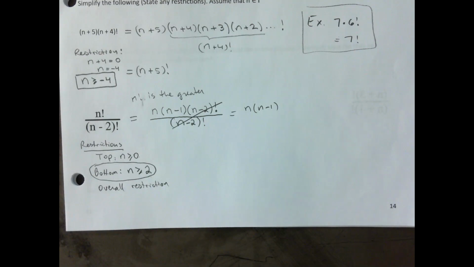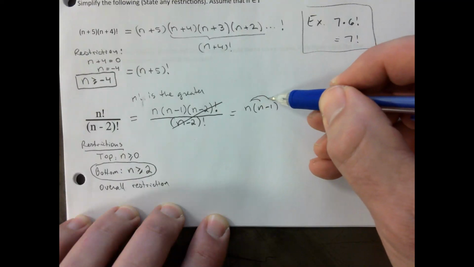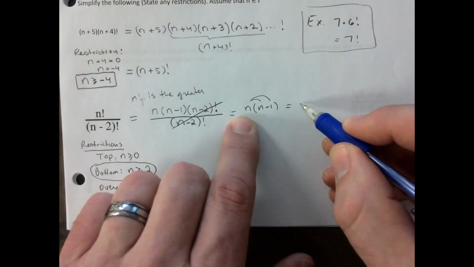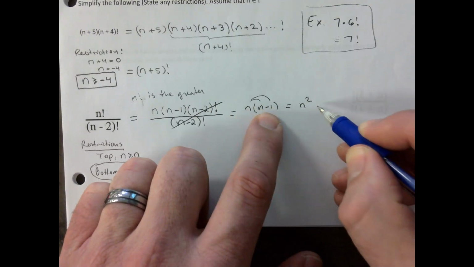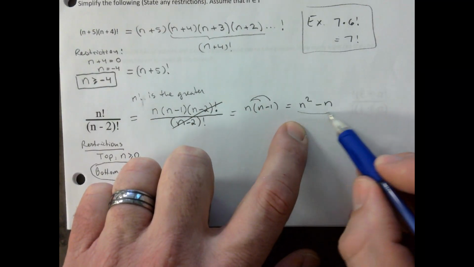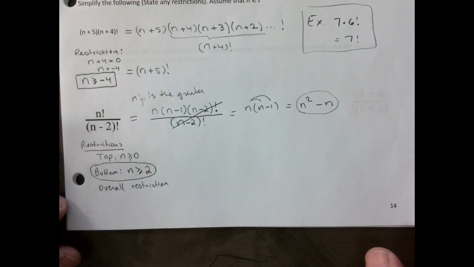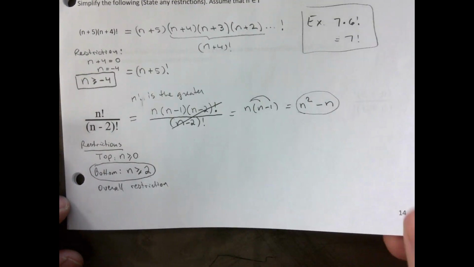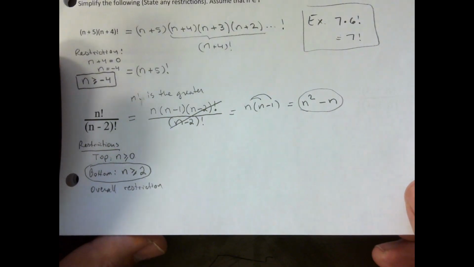And you FOIL it. You remember, distribute. You distribute it like this. So that would be n times n is n squared. N times -1 is just -n. Now you're done. This would be your simplified expression. And of course, you need to practice a few, and then you would figure it out. Let's keep going.